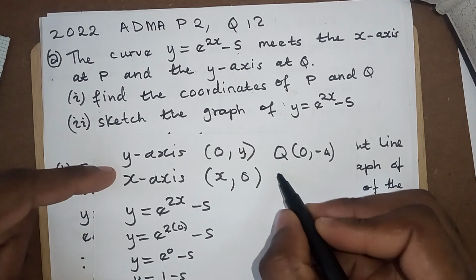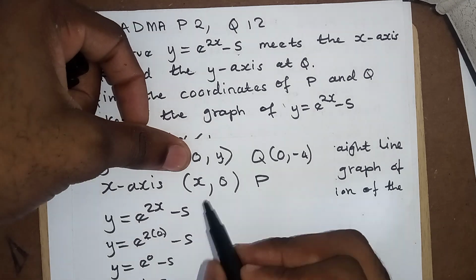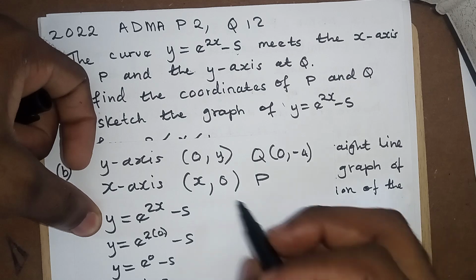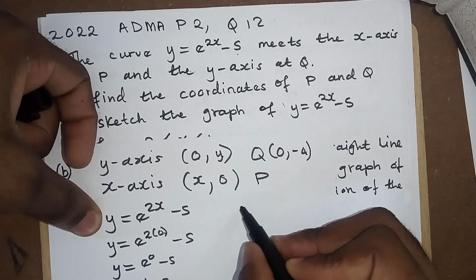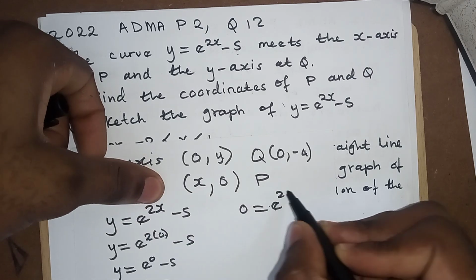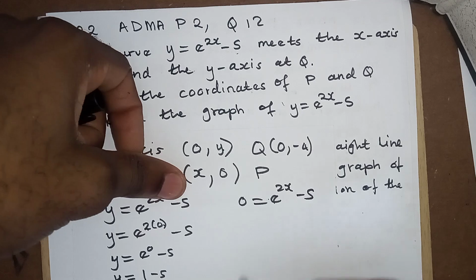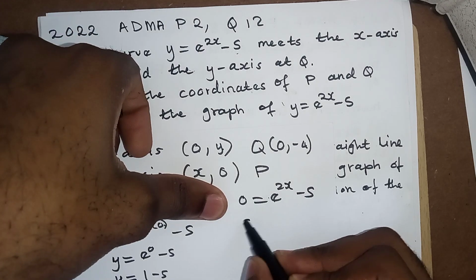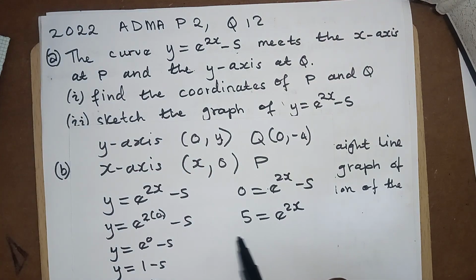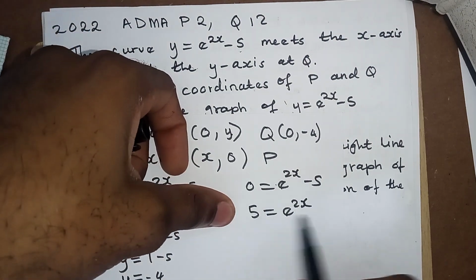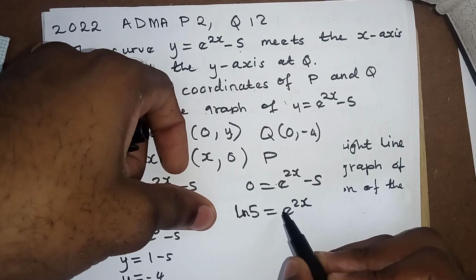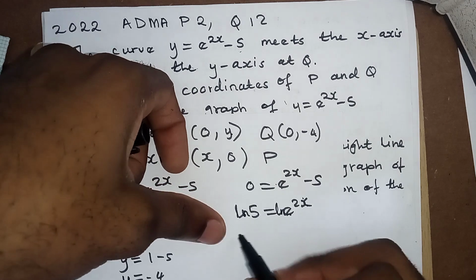And then we also have P. So the coordinates for P will be, you know that y is 0 on the x-axis. So you can say 0 is equal to e to the power 2x minus 5. And then you can take the 5 to the other side. And then introduce the natural log since you are trying to solve for x. So I have ln 5 and ln e to the power 2x.